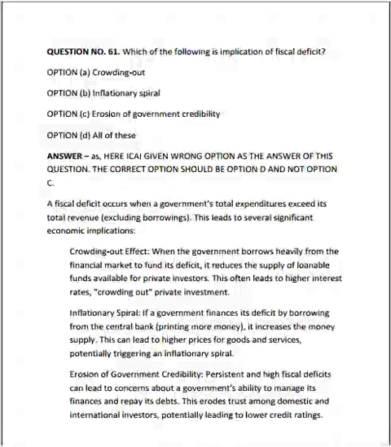Inflationary spiral. If a government finances its deficit by borrowing from the central bank, printing more money, it increases the money supply. This can lead to higher prices for goods and services, potentially triggering an inflationary spiral.